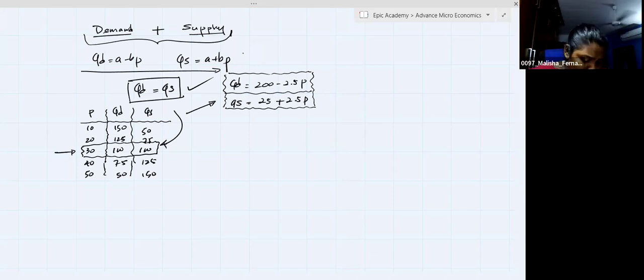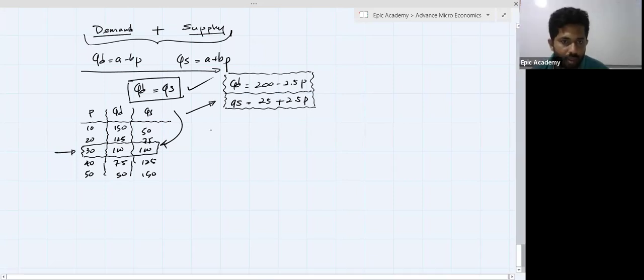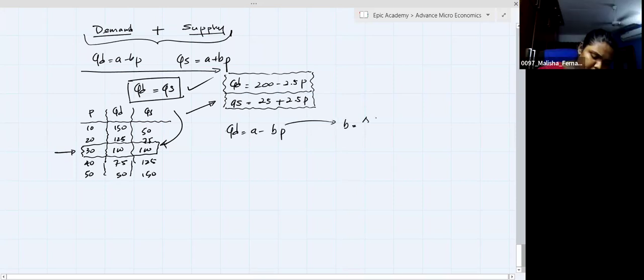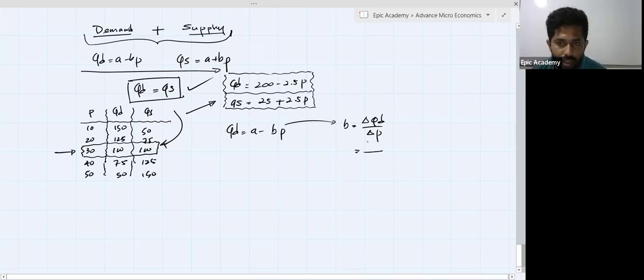So I need help with the quantity demand equation. Okay, first of all, QD equals A minus BP. Then calculate the value for B. B means delta QD divided by delta P. So just consider the delta QD values.